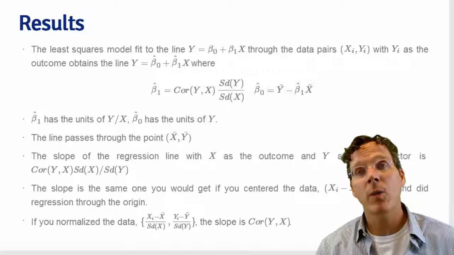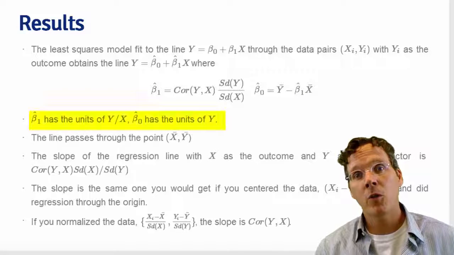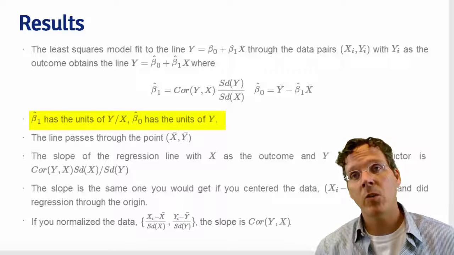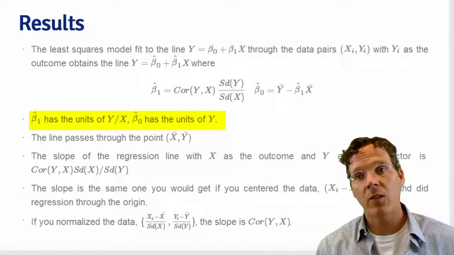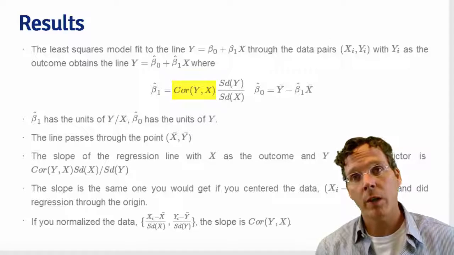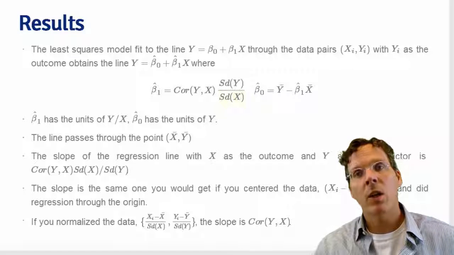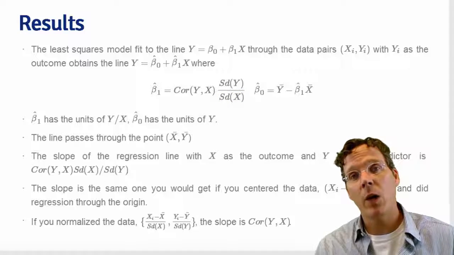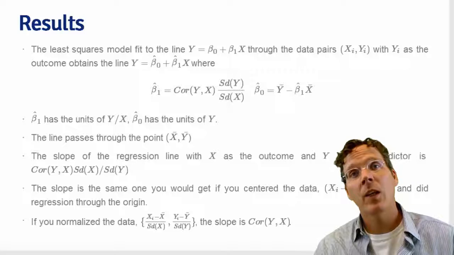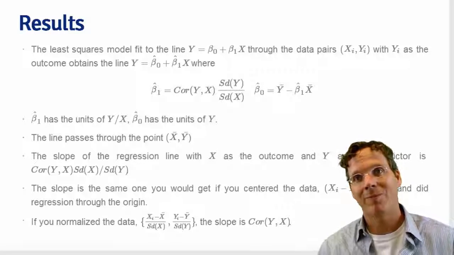Let's go through a couple of consequences of this result. First of all, beta 1 hat has the units of y divided by the units of x. We can see this because the correlation is a unitless quantity, the standard deviation of y has the units of y, and the standard deviation of x has the units of x. Because the slope of a line is change in y divided by change in x, it has to have units of y divided by units of x.